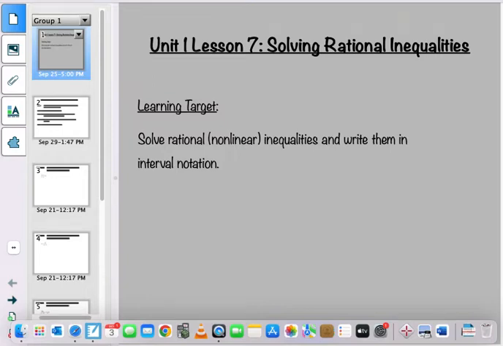So today we are on Unit 1, Lesson 7, Solving Rational Inequalities. So our learning targets here, we're going to solve rational inequalities and write the answer in interval notation.